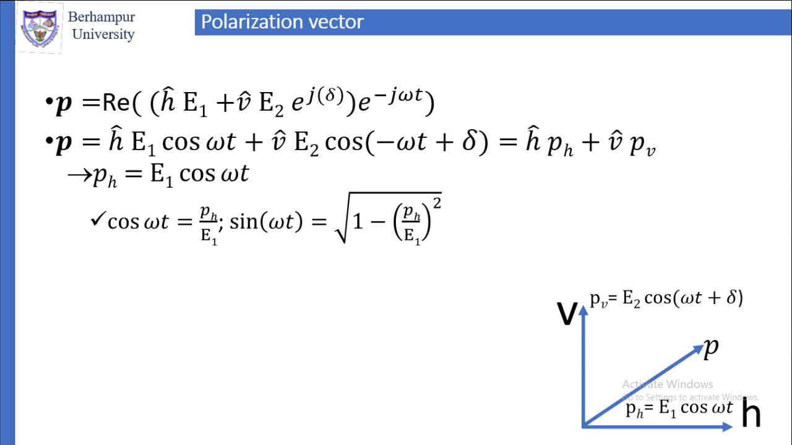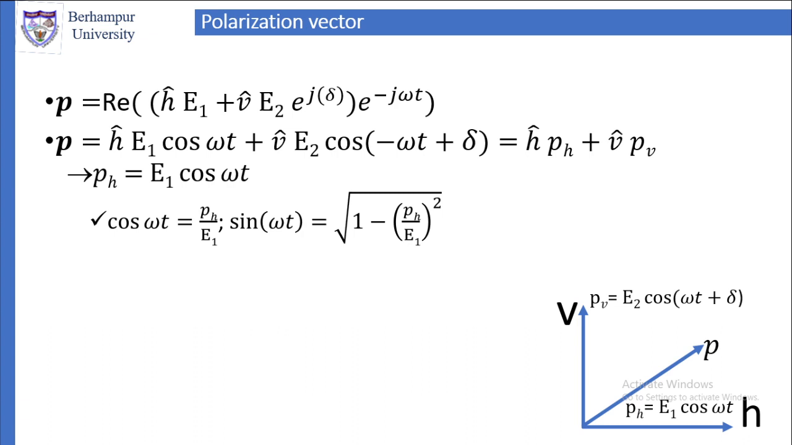So look at the figure. In the figure, we have the polarization vector P. Its horizontal component is E1 cos omega T along the H axis. Along the V axis, it will have the vertical component. The vertical component of the polarization vector will be E2 cos(omega T plus delta).